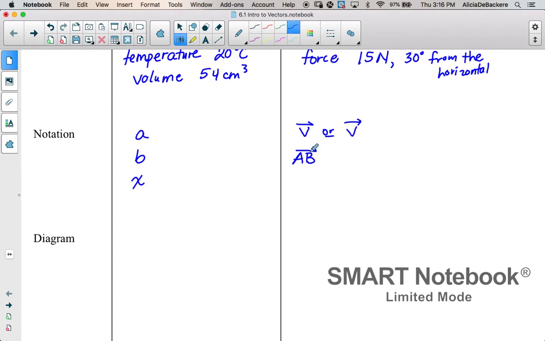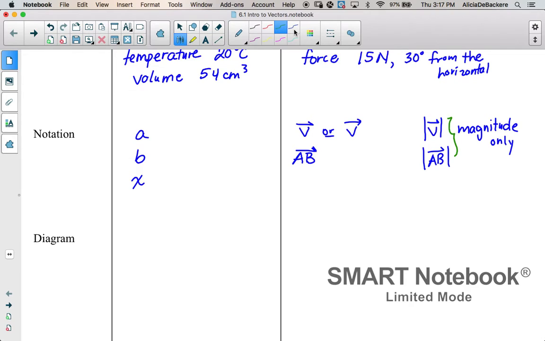If I wanted to look at just the magnitude of these vector quantities, I can do that by putting these absolute value bars, and now we're going to call them magnitude bars. When I use this notation, I am looking at the magnitude only, and I can do the same with the other version of a vector. So both of these I'm looking at magnitude only.